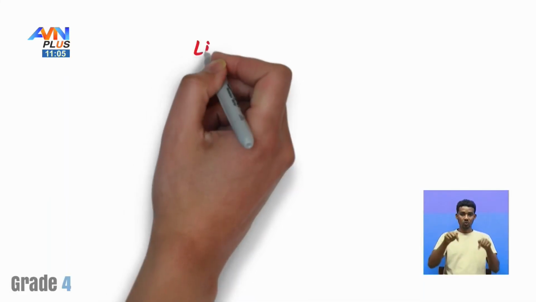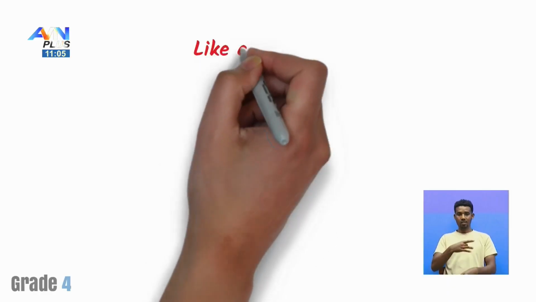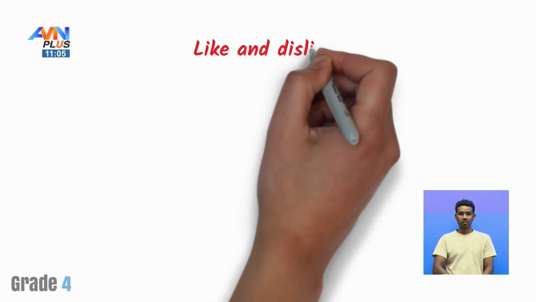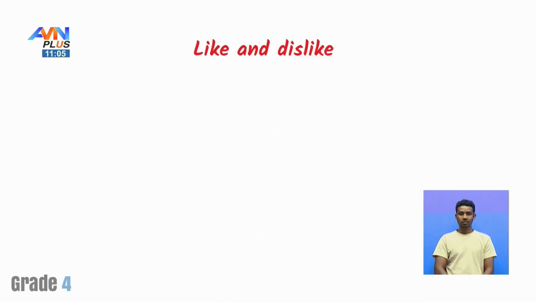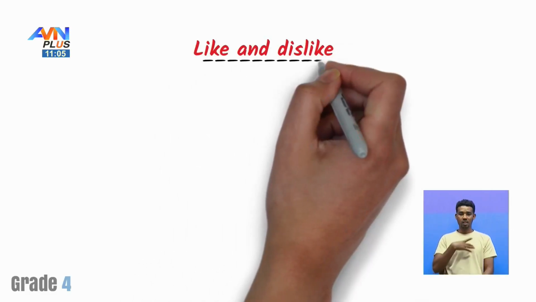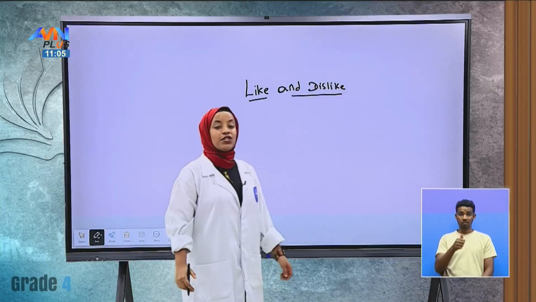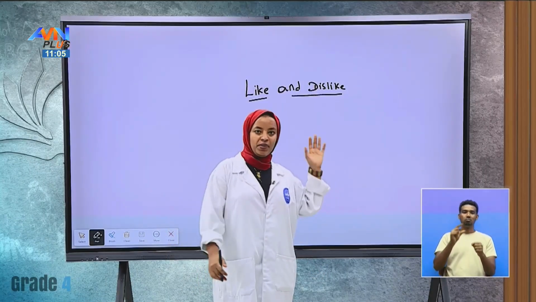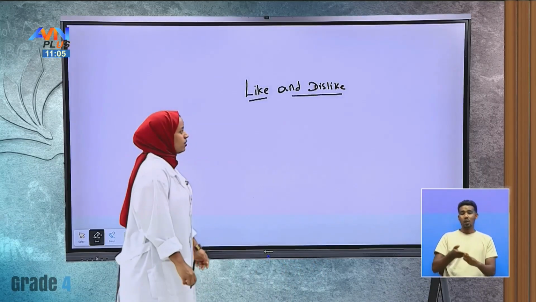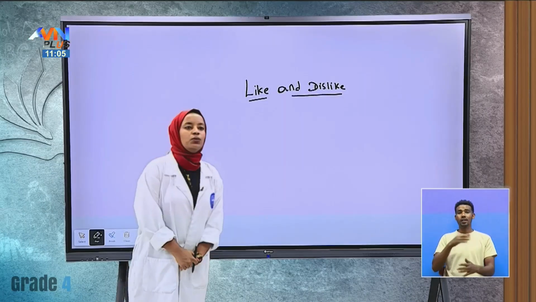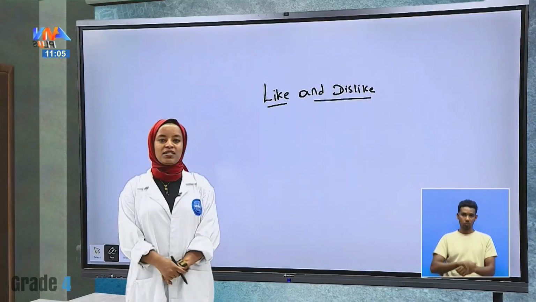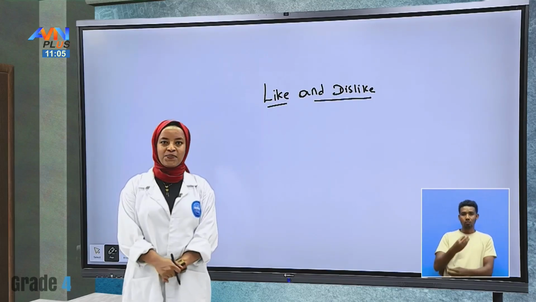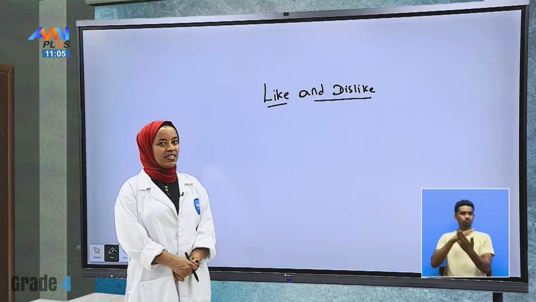Here is like and dislike. Like and dislike. Students, this is a speaking topic. We can also make some dialogues with them. So before we start like and dislike, students, let me ask you something. Students, what is your favorite food? What is your favorite subject? What is your favorite place?